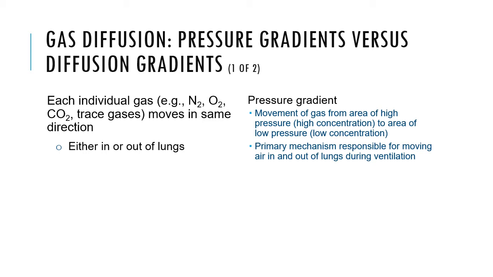It's important to remember that the pressure gradients generated during ventilation always move a volume of gas in the same direction, either into or out of the lungs. That means that all the little individual gases, oxygen, carbon dioxide, trace gases, nitrogen, all move in the same direction, either into the lungs or out of the lungs as a unit.